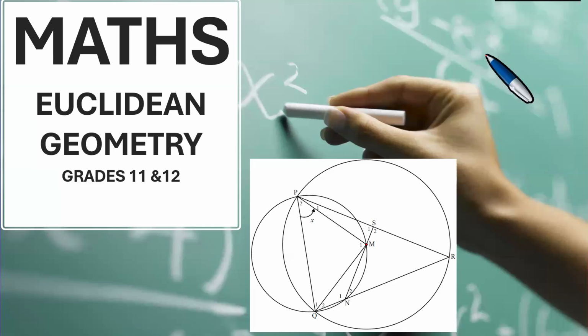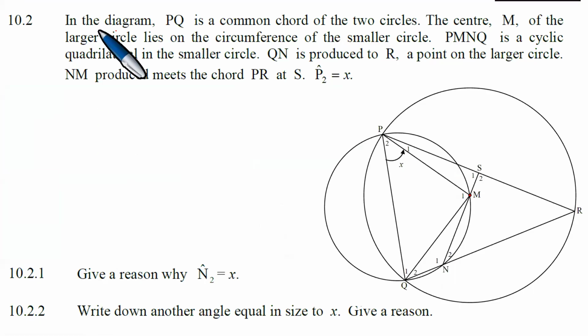In this lesson, we shall focus on mathematics, Euclidean geometry, grades 11 and 12, and we begin as follows. In the diagram, PQ is a common chord of two circles. Right, here it is, PQ. Mark the ends of a common chord of the two circles. It is a common chord because it is a chord of both circles.